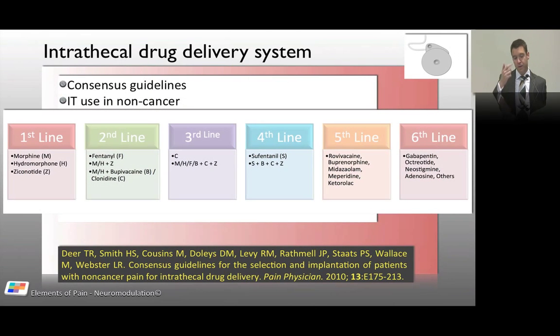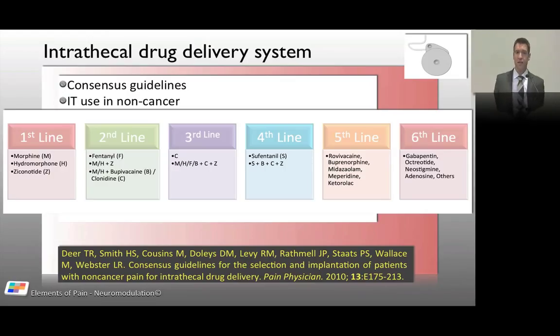The thing that I want to remind you about from the paper, which I found pretty good, is they had an algorithm for the use of medication, because it's something we all want to know. Well, what are we going to put down there, how much, and when are we going to escalate things? And this is how they define the medication. So first line, second line, all the way to sixth line, or kind of experimental drugs that they could use down the intrathecal pump. So first line medications are opioids: morphine, hydromorphone, or zaconotide.